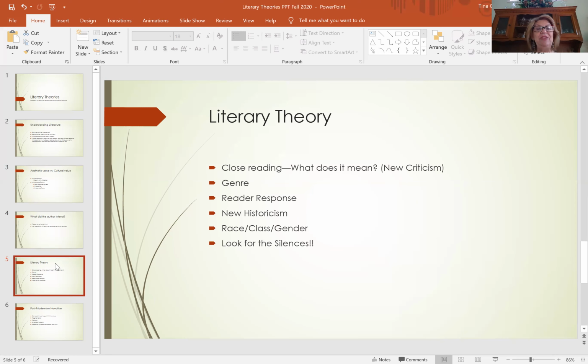Another theory that we'll be looking at is genre theory, where we look at what are the rules organizing a particular genre, and how does the story that we're reading conform or go away from that genre, and how does understanding that help us inform an understanding of the text.